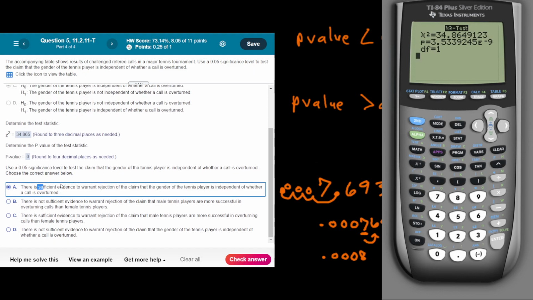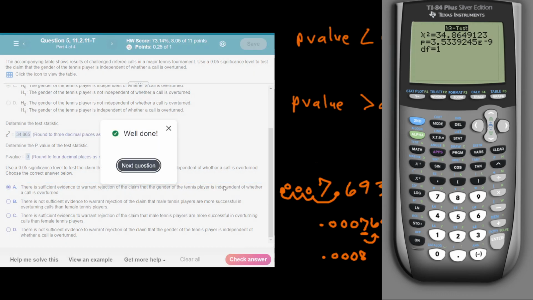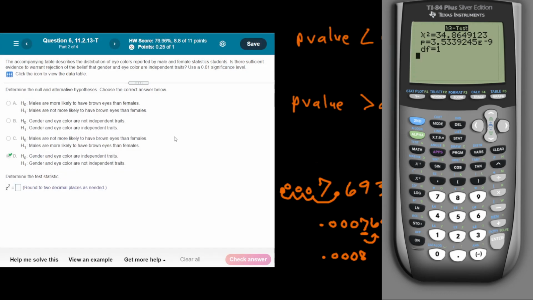So let's see, there is sufficient evidence to warrant rejection of the claim that the gender is in the, yeah, that's got to be it. I like that one. Did they use the word independent or dependent? Nope. It's got to be that one. There's no way. There's just no way. All right, next. We're just breezing through these, right?